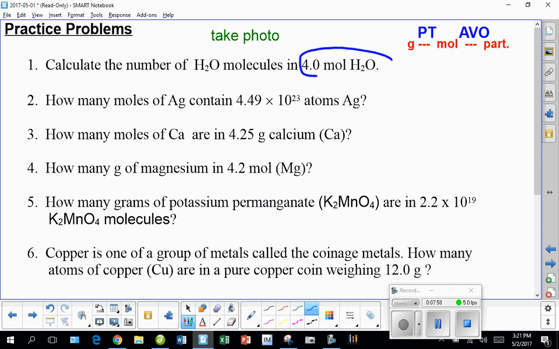You circle whatever number or whatever unit of measure has a number with it. So 4 moles of water is our number, and that's going to be our start. So the path would be moles, and after moles, you're looking to calculate the number of molecules. So that's all of them. All right, so particles. Okay, look at the second one and see if you can do this on your own. So stop the recording.